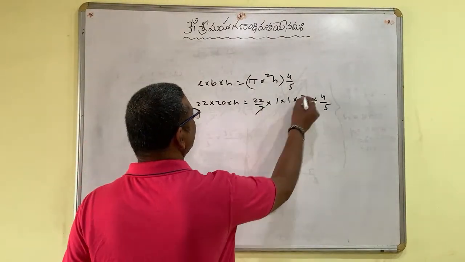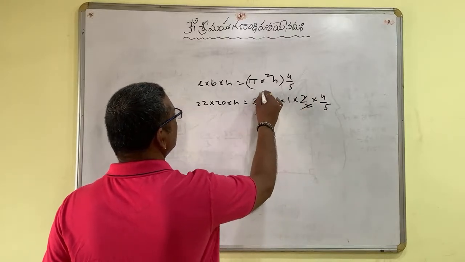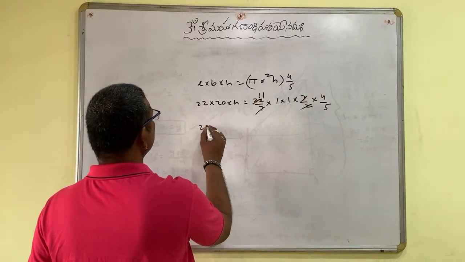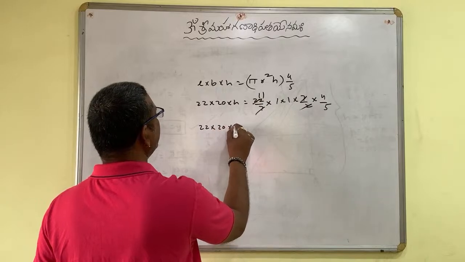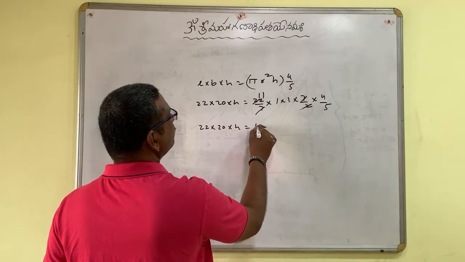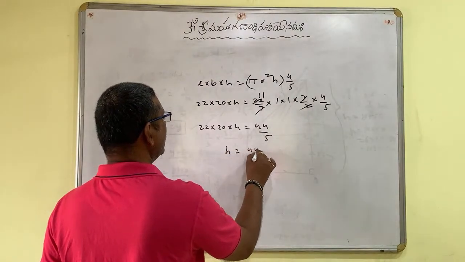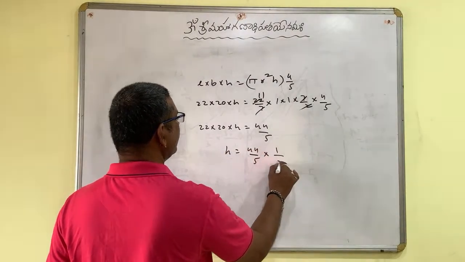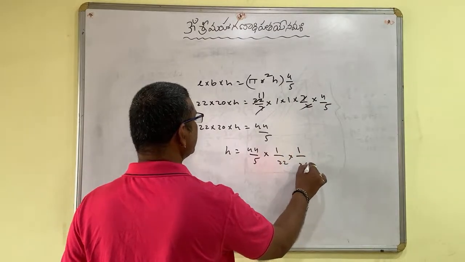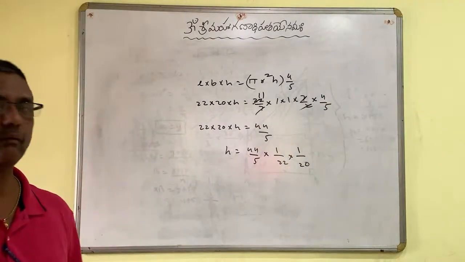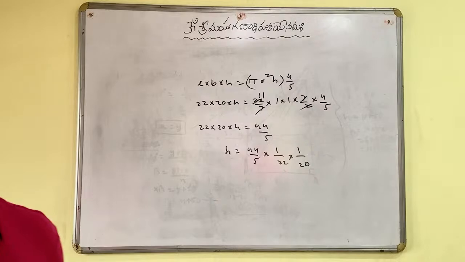So here 7 get cancelled. 11s. So 22 into 20 into h is equal to 44 by 5. Then h is equal to 44 by 5 into 1 by 22 into 1 by 20. Simplify and tell me, children.